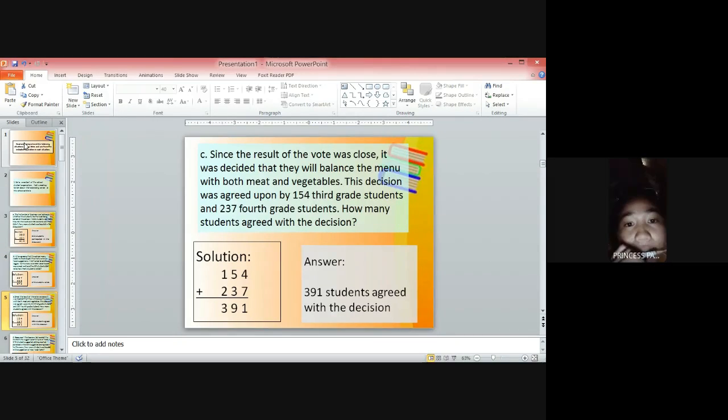C. Since the result of the vote was close, it was decided that they will balance the menu with both meat and vegetables. This decision was agreed upon by 154 third grade students and 237 fourth grade students. How many students agreed with the decision? The solution: 154 third grade students plus 237 fourth grade students. The answer is 391 students agreed with the decision.